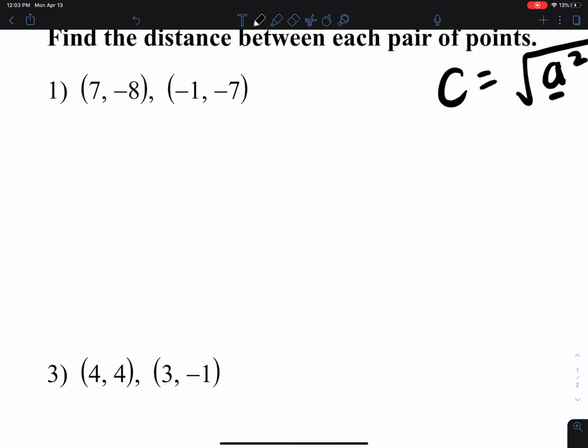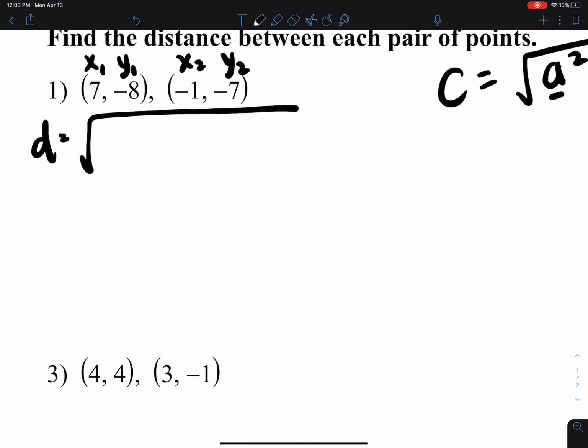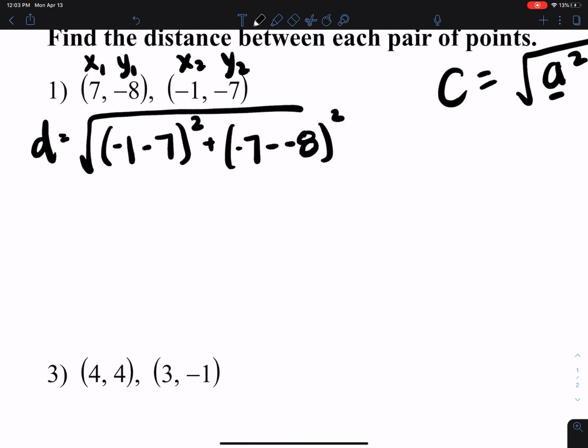So I'm going to go through a few of these examples. I'm going to label this one as x1, y1, and this one's x2, y2. And it doesn't matter which one is which. If I wanted to label this one as x1, y1, and this one's x2, y2, it wouldn't make a difference. So we're going to say d equals the square root of x2 minus x1, so that's -1 minus 7, plus y2 minus y1 squared.